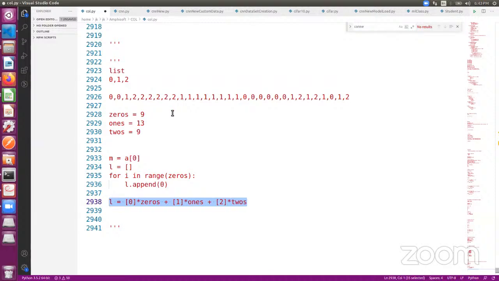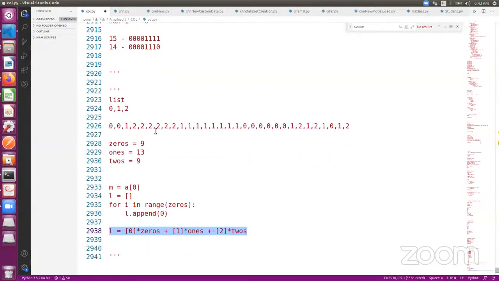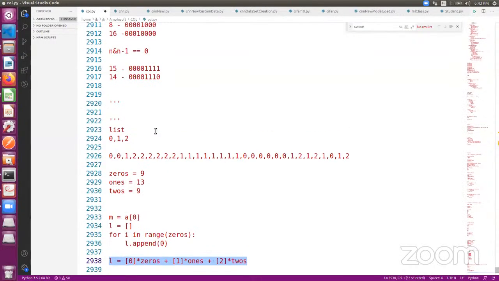Any doubts so far? That's it for today. The next class we'll start with the divide and conquer strategy. Along with that, we'll be seeing the searching and sorting algorithms.